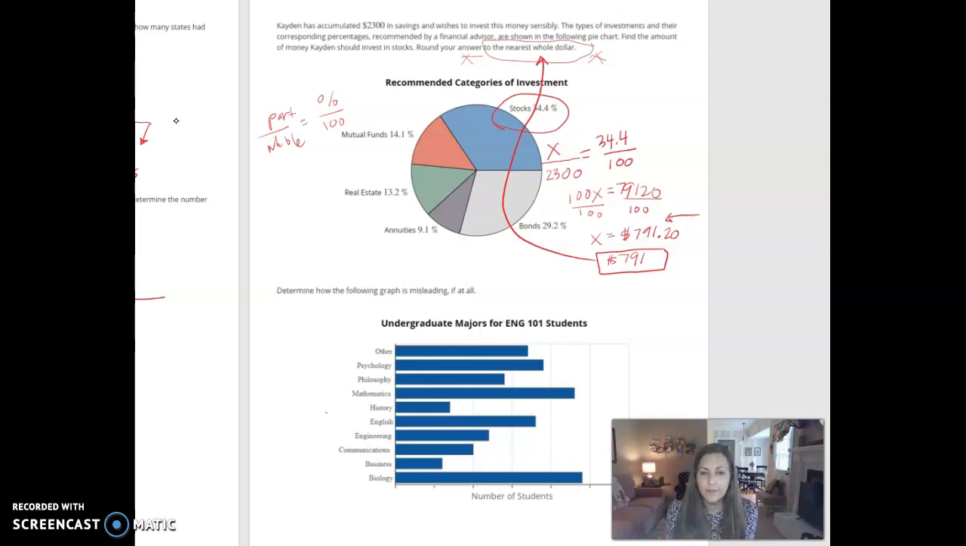Determine how the following graph is misleading. Okay, misleading means to lie. It means to be false. It means to be deceitful, dishonest, unfair. And so there are a lot of different ways that a graph can be misleading, but let's look at this one.